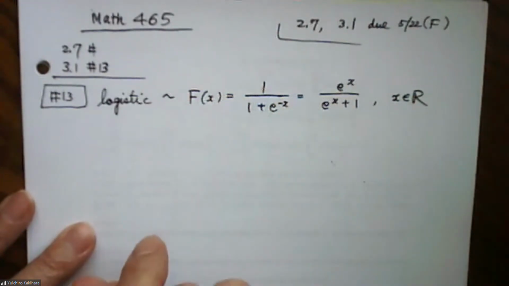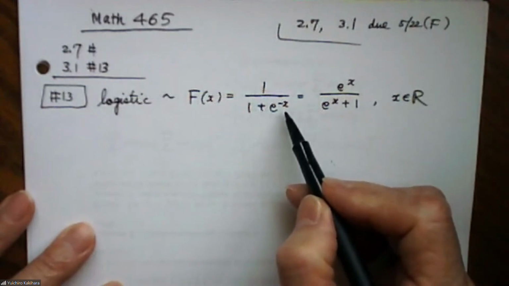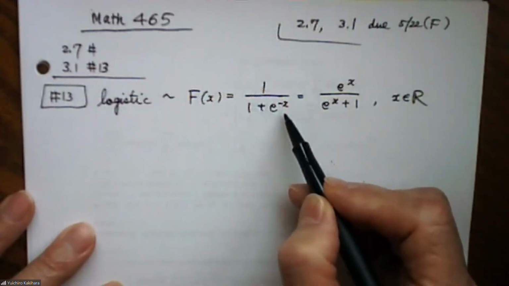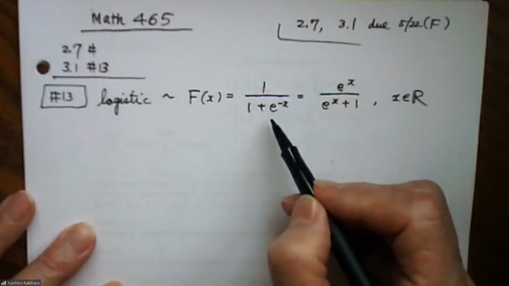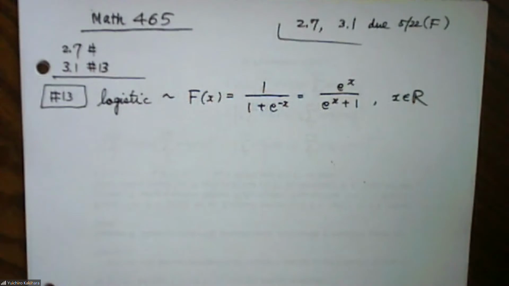When x goes to infinity, this is going to 1. And also, if x goes to negative infinity, then negative x goes to infinity, so e to the infinity goes to infinity, and 1 over infinity is 0. So this satisfies the conditions of a cumulative distribution function.